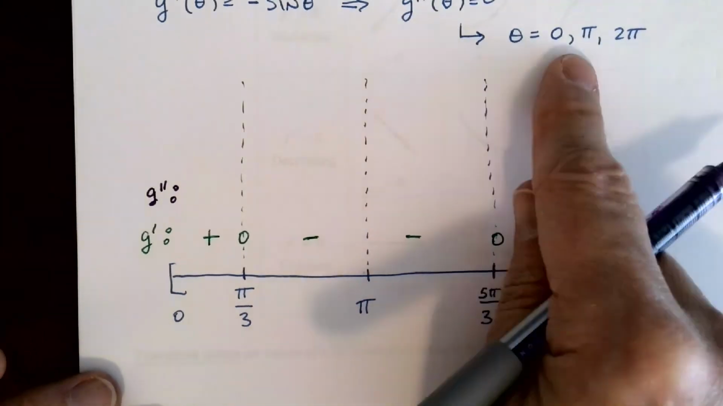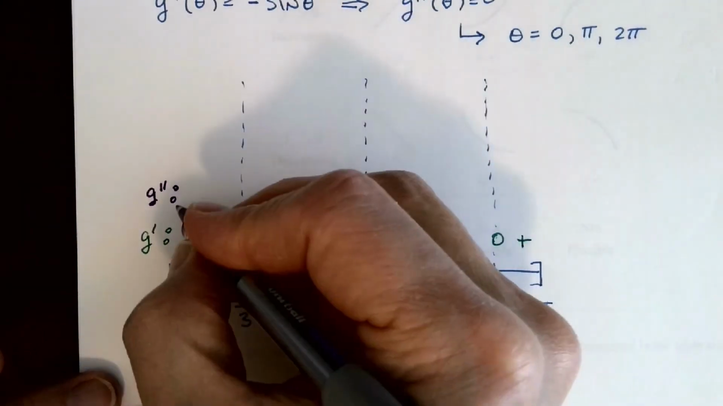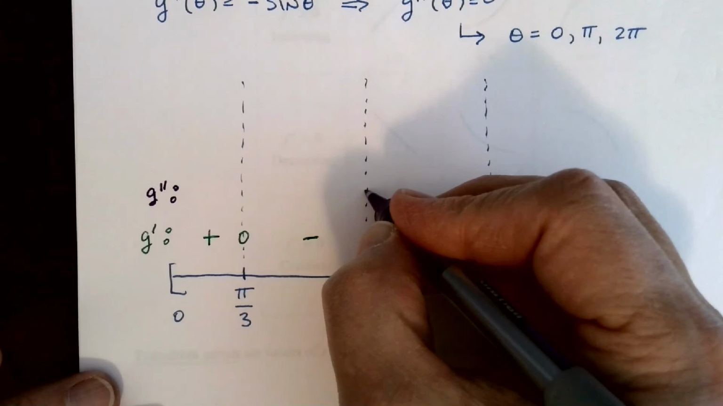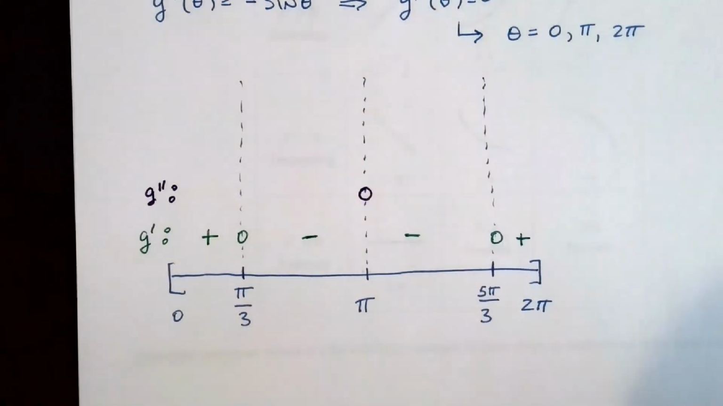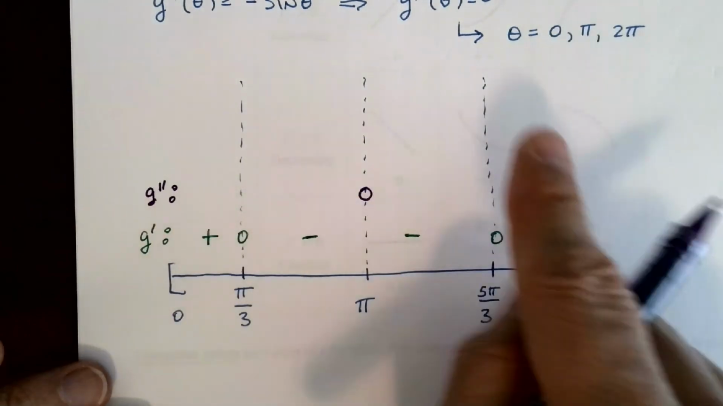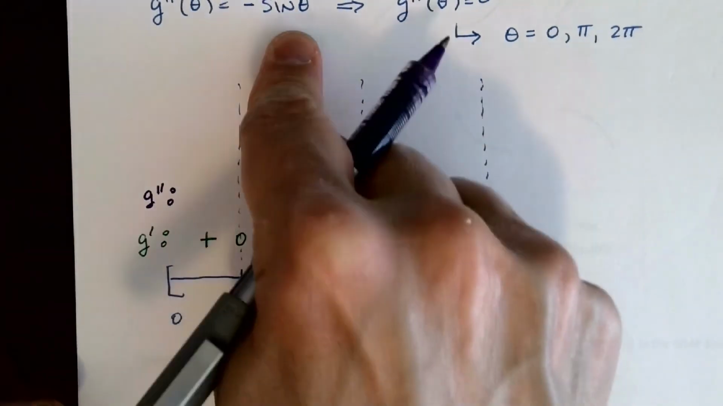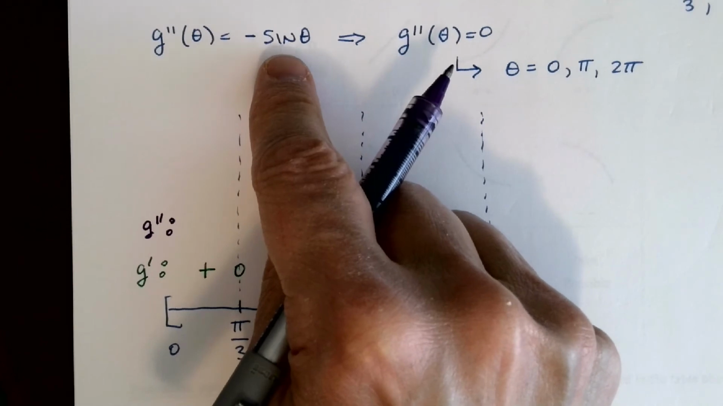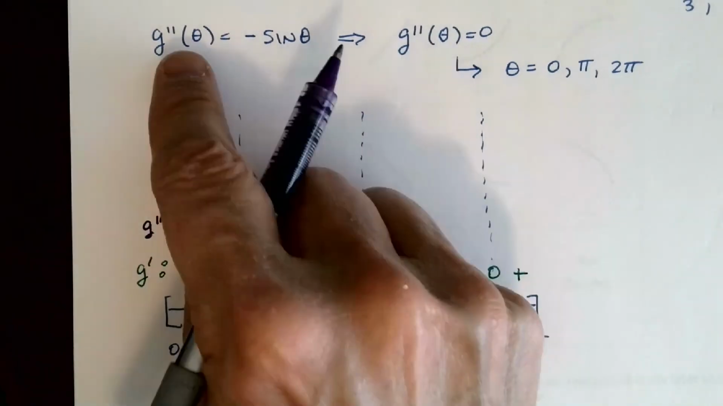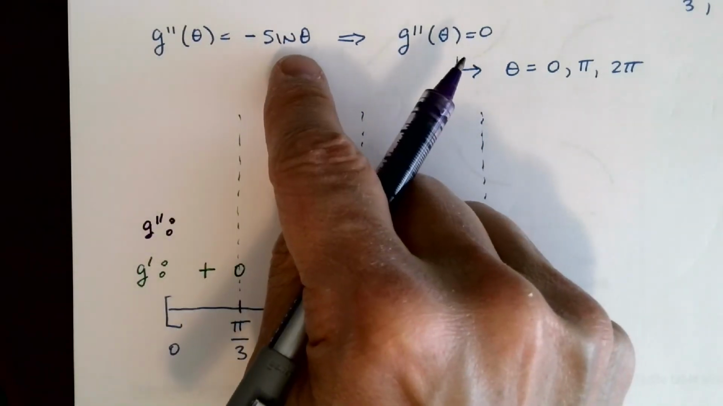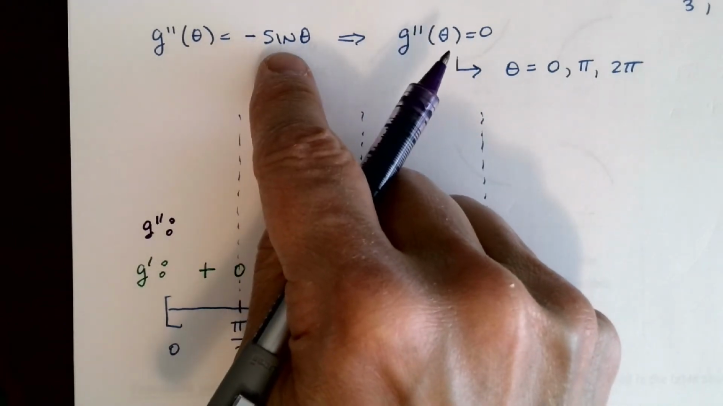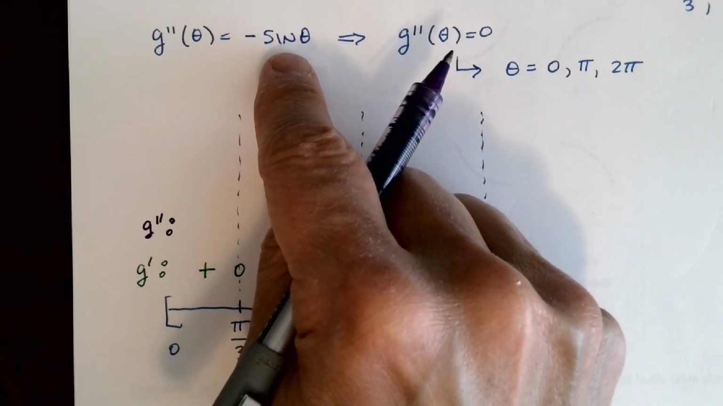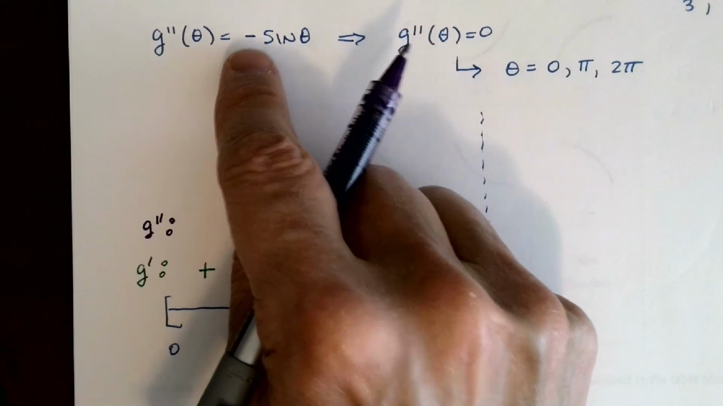Second derivative is 0 at 0, at pi and at 2 pi. I'm not going to put the endpoints. It's 0 at those points. But just what is it in these intervals? Well, it's equal to the sign of the second derivative. The sign of it is the opposite of the sign of the sine function. Ooh, that's crazy. It's the opposite sign of the sine.